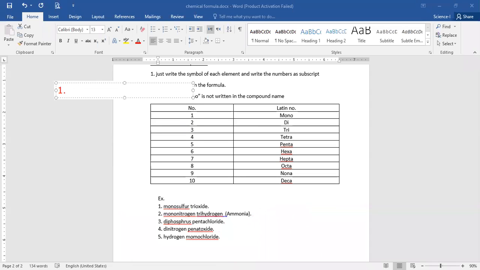Number 1, we say carbon monoxide. Then we have also dicarbon tetra hydrogen.